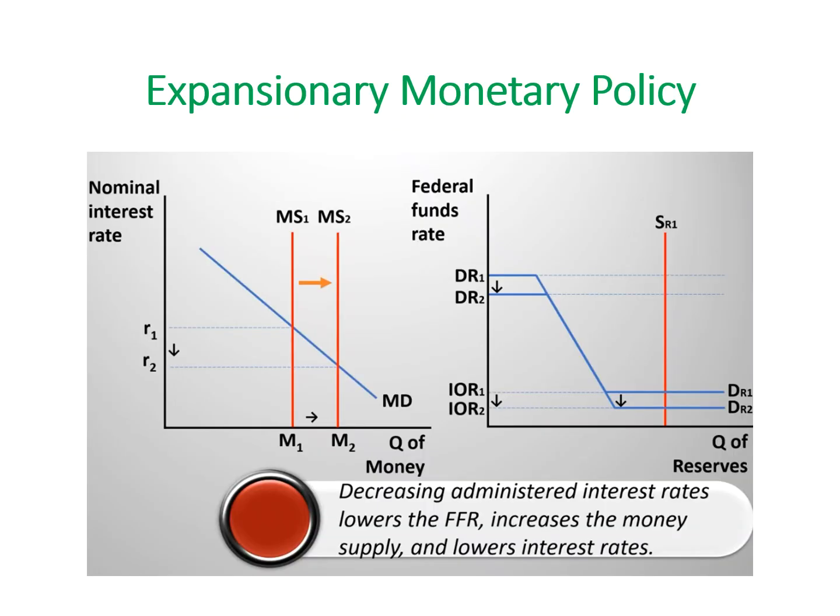The graph on the right illustrates the expansionary monetary policy effects of the Fed lowering interest on reserves, shifting the demand for reserves downward from IOR1 to IOR2. Reducing the interest rate on reserves lowers the Fed funds rate or policy rate.